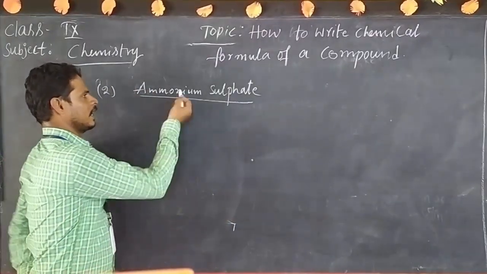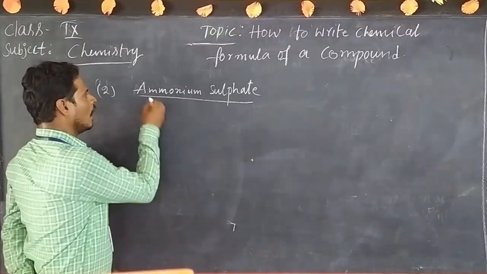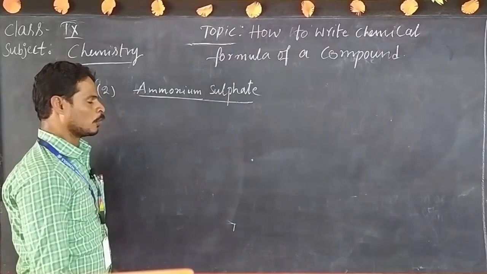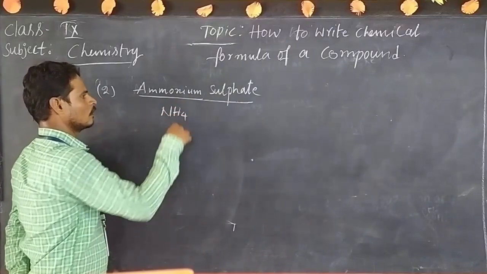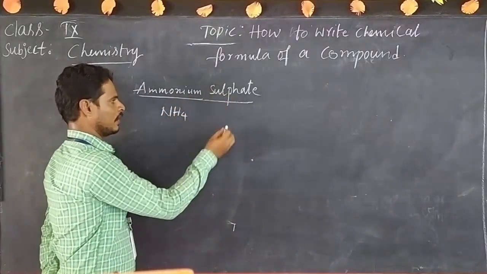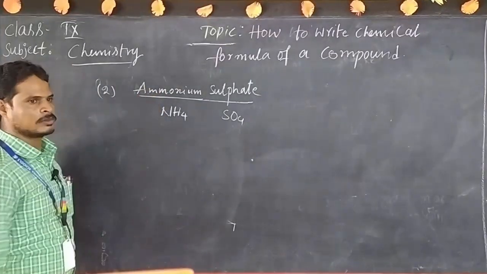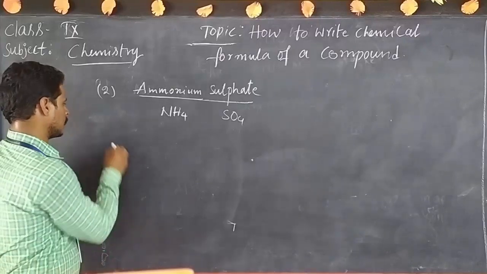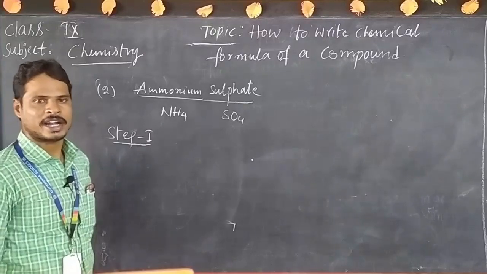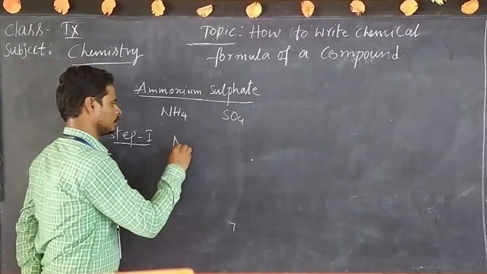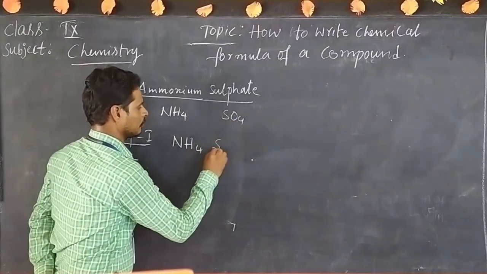Suppose here, what is the cation, what is the anion? We know that we should write the cation on the left hand side and the anion on the right hand side. Here ammonium is the cation. What is the formula of ammonium? NH4. What is the formula of sulfate? SO4. So we can write the ammonium sulfate formula by using different steps. Step 1, write the cation on the left hand side, NH4. Next, write the anion on the right side.